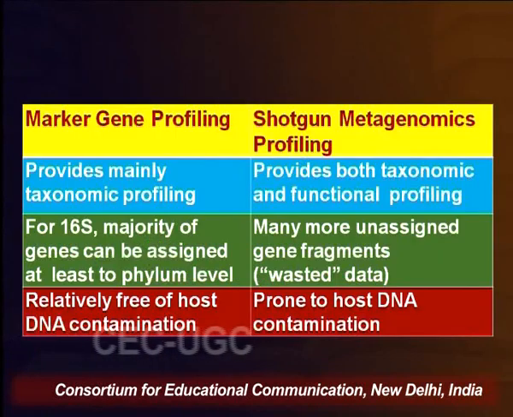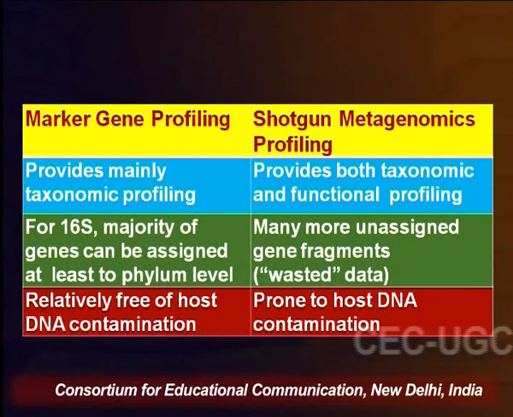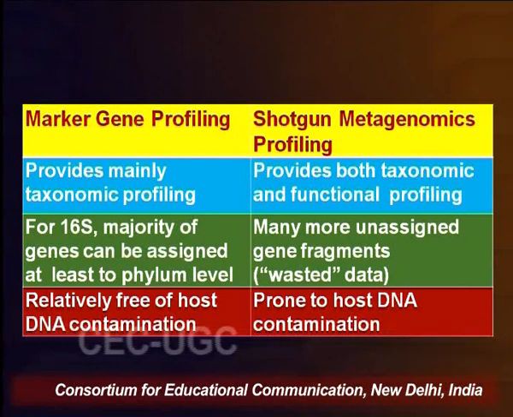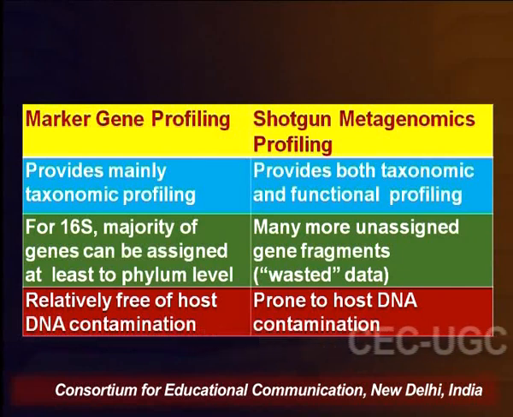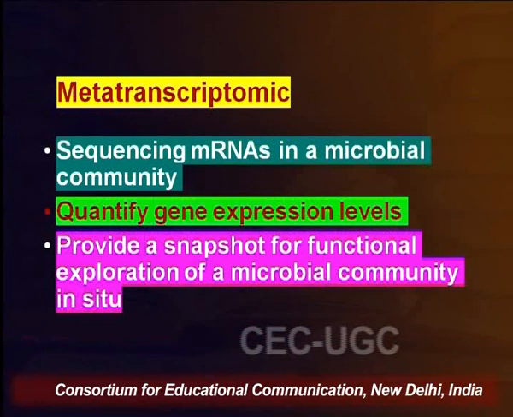Marker gene profiling could give you information about the taxonomic profiling, but shotgun metagenomics provides both taxonomic and functional profiling. We have a lot of wasted data in shotgun metagenomics, but it is precise. In marker gene profiling, we can identify only up to genus or phylum level, but there is no wasted data.